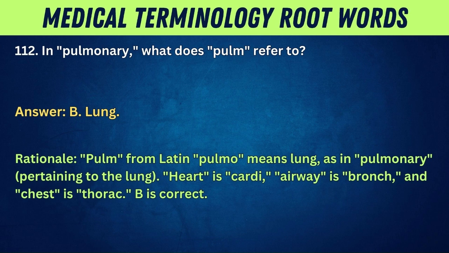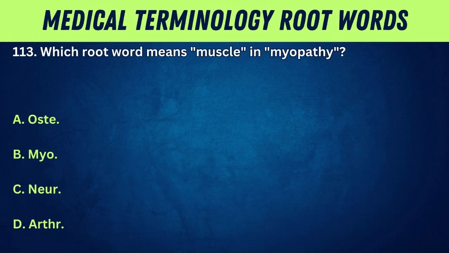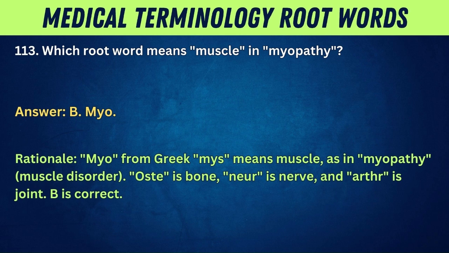B is correct. 113. Which root word means muscle in myopathy? A. Ost. B. Myo. C. Neur. D. Arthr. Answer: B. Myo. Rationale: myo from Greek mys means muscle, as in myopathy, muscle disorder. Ost is bone, neur is nerve, and arthr is joint.